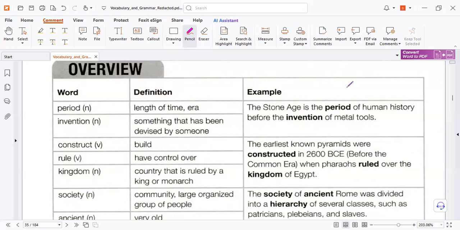Construct: build. Rule: have control over. Kingdom: country that is ruled by a king or monarch. The earliest known pyramids were constructed in 2600 BCE, before the Common Era, when Pharaoh ruled over the kingdom of Egypt. Society: community, large organized group of people. Ancient: very old. Society of ancient Rome. Rome was divided into a hierarchy of several classes such as patricians, plebeians, and slaves.